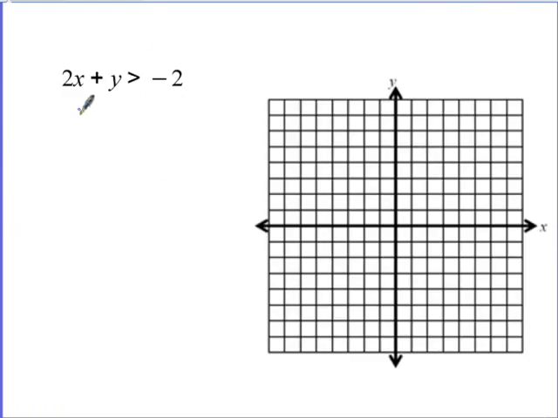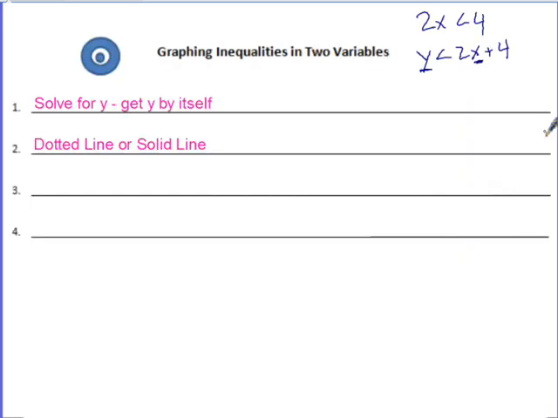If we look at this example, 2x plus y is greater than negative 2, I need to get the y by itself. So I'm going to subtract 2x from each side. Then I have y is greater than negative 2x minus 2, no flipping the sign because I subtracted, I didn't multiply or divide. So I have it in slope-intercept form, ready to graph.